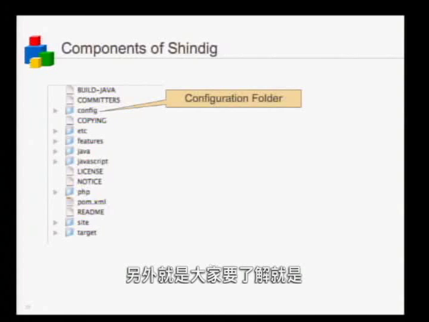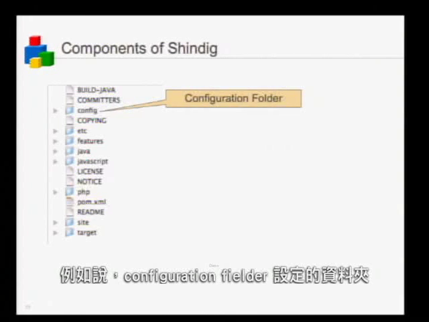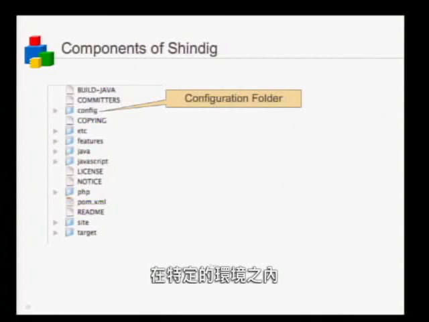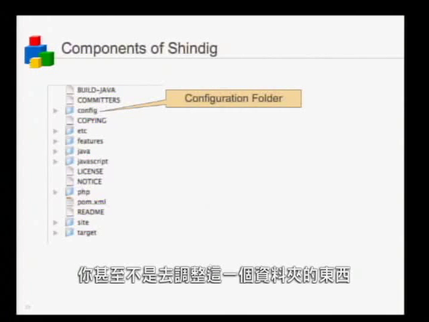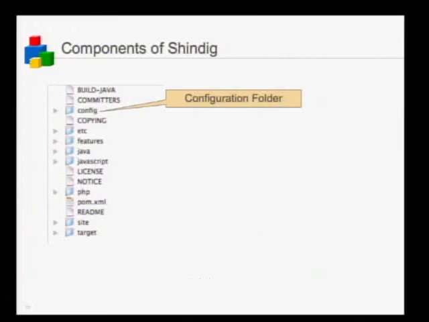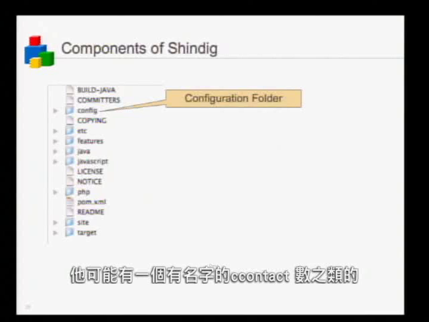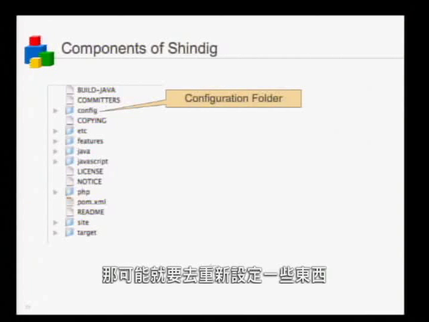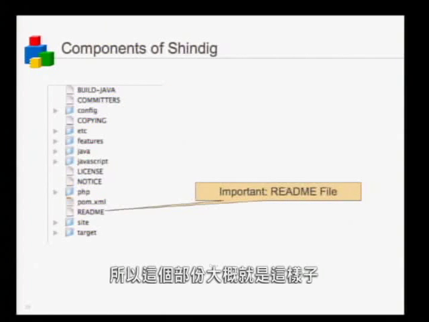Some other areas that you need to be familiar with, like the configuration folder, there you can define specific environment variables and things like that within your environment. If you're just running it out of the box, you don't even have to do anything here. But if you want to take your Shindig environment and place it into, say, a Java EE enterprise server where you have a named context root, I don't want to go over your head or anything, but basically you have to go in and start configuring a few things, just so you're aware about it. And that's pretty much it for that one.